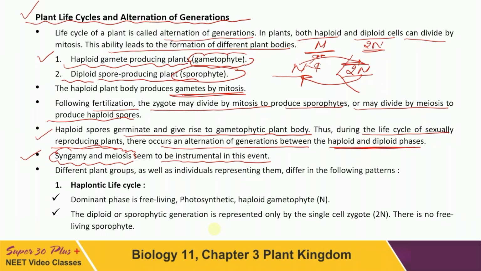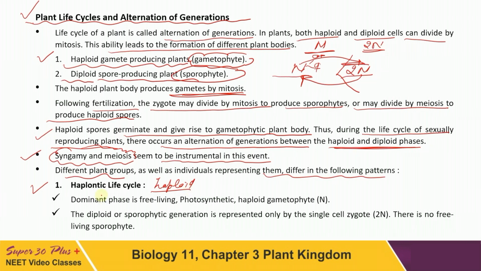In different plant groups, the stage with the haploid number of chromosomes is known as the gametophytic one, the gamete producing stage, and the spore producing stage is known as the sporophytic one. Now, different plant groups have different types of life cycle patterns. The first is the haplontic life cycle. You have to remember it like this. In the life cycle both stages will be there, haploid as well as diploid.